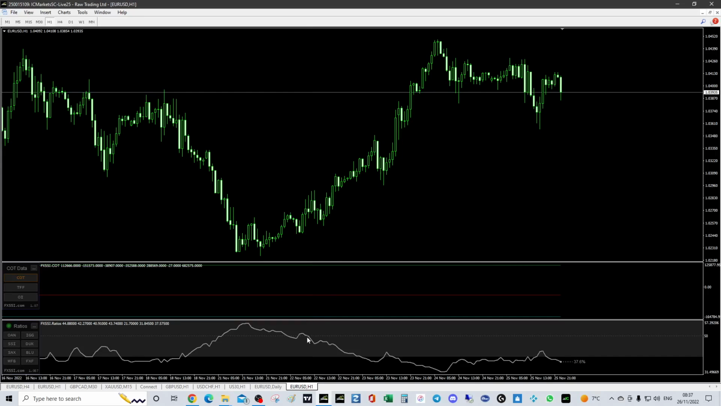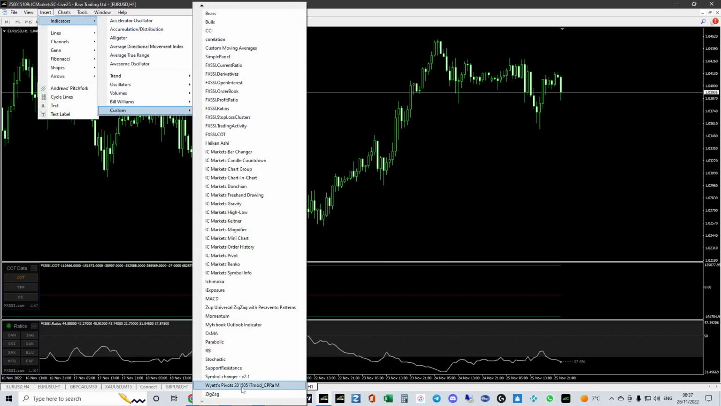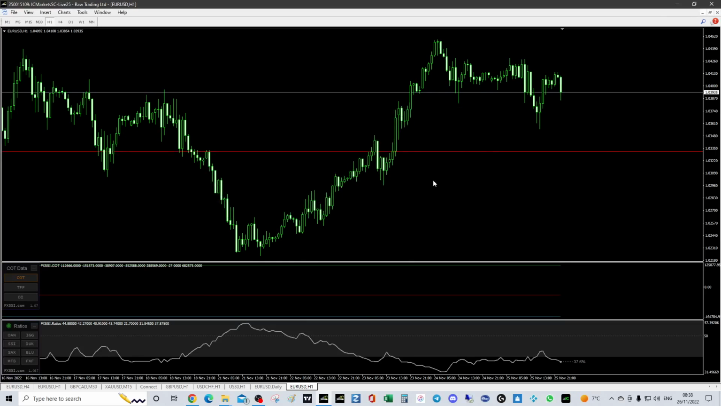So that's what you're doing. You're looking at the big picture for the COT data and knowing which way, if it's a buy or a sell, and then you're looking for confirmations using the indicators from fxssi.com. And obviously, if you look at your pivots as well, and you check your monthly pivot, where are we? Are we above or below the monthly pivot?